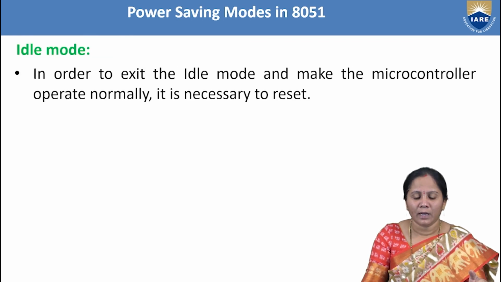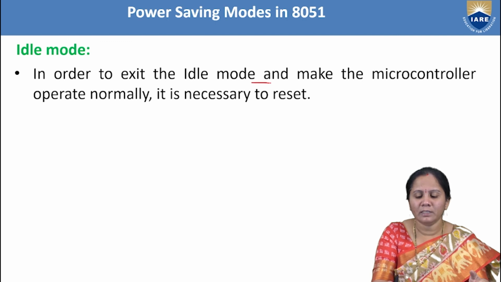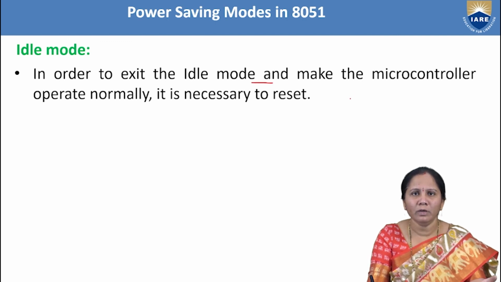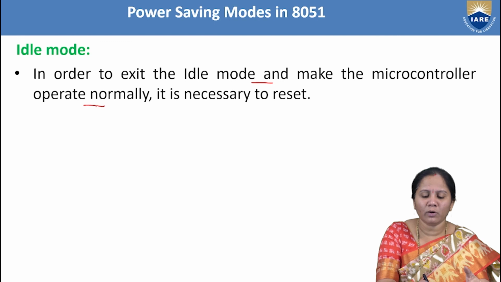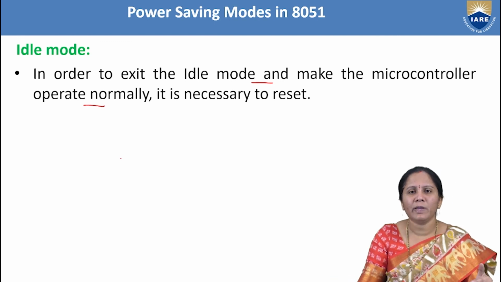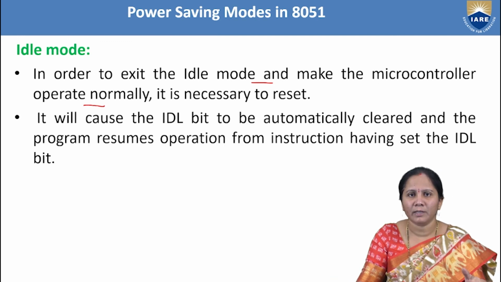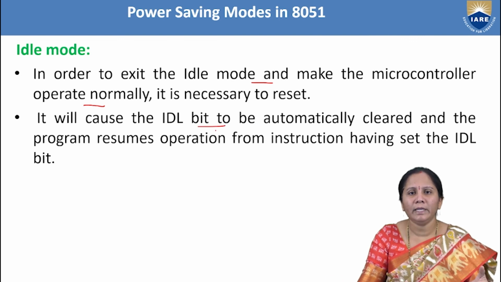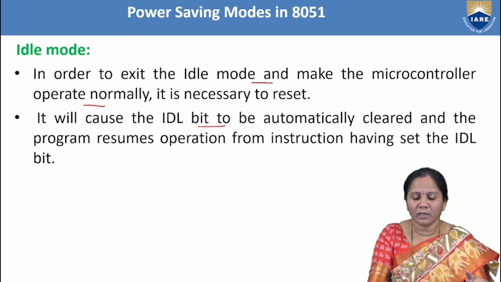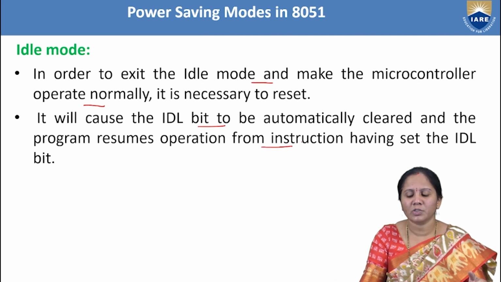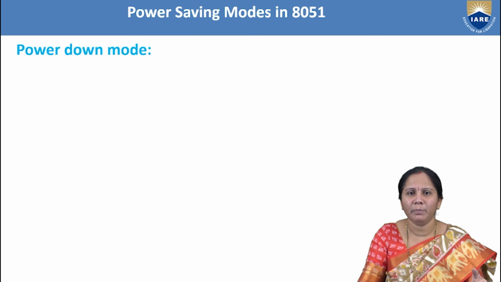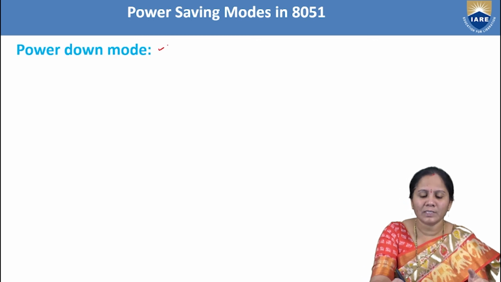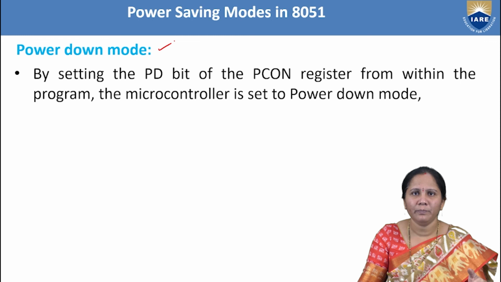In order to exit from the idle mode and make the microcontroller operate normally, we just have to press the reset button. It will cause this idle bit in the PCON register to be cleared, and the program will resume operation from the instruction following the one that set the idle bit. And another power saving mode is the power down mode.